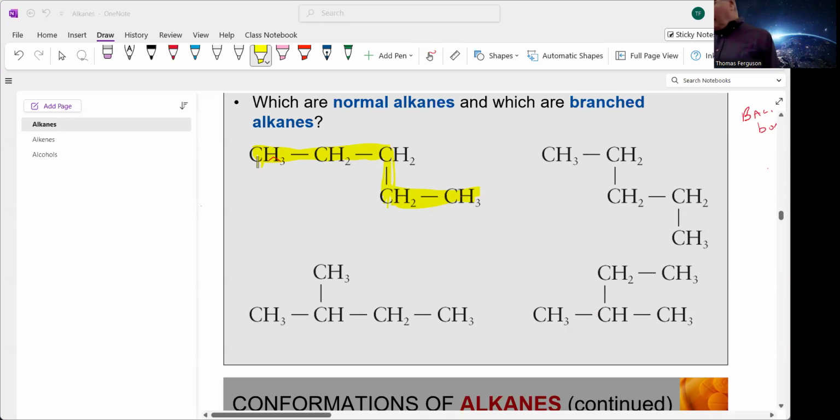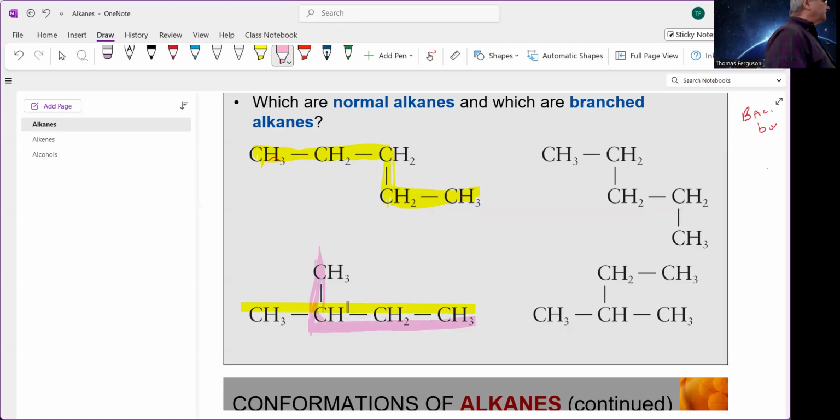Look at this one down here, however. It's 4 carbons long, and we have one off the backbone. You can also draw this like that. Both of those are valid backbones. Both of them have 1 carbon off the backbone. The carbon off the backbone is called a branch.